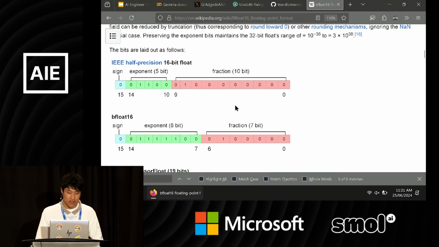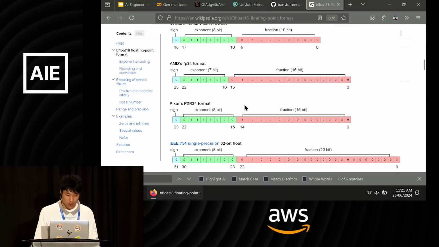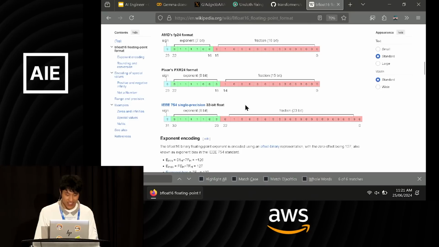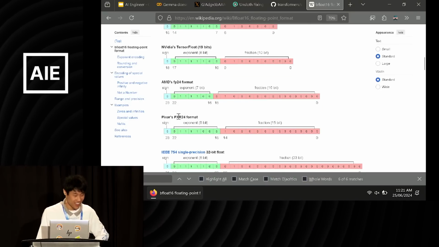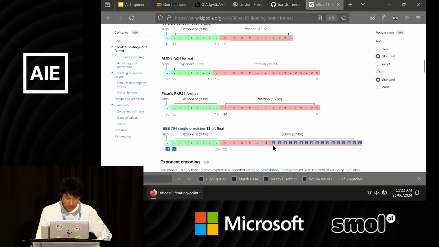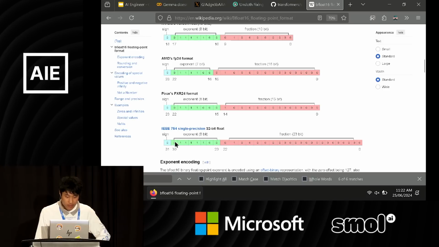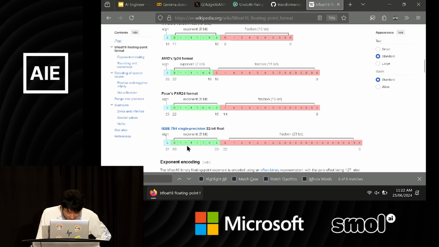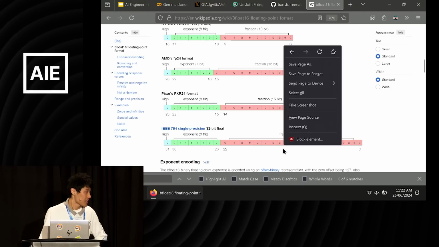Right, so there it is. Oh, there's more pictures now. Oh, they edited this. I didn't see the AMD FP24 format or Pixar. Oh, okay. They have weird formats now. This is float 32, right? In float 32, the exponent has 8 bits, and the fraction has 23.